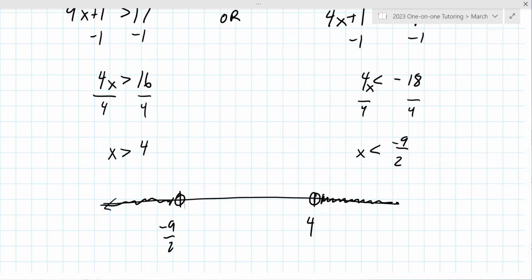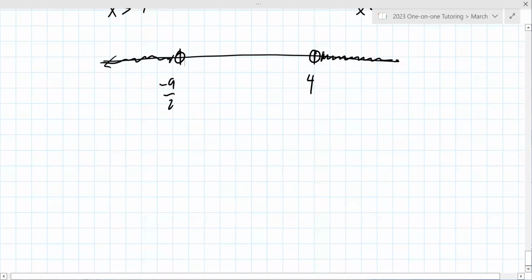Okay, so let's look at another one here. Actually, I'll have you try this one. Absolute value of 5x plus 2 greater than or equal to 27. Go ahead and try working that out on your own, please.